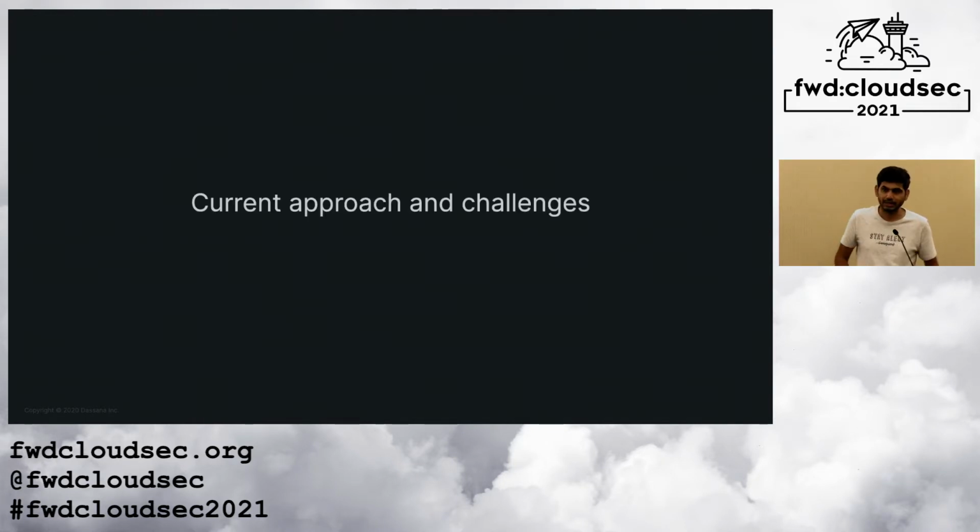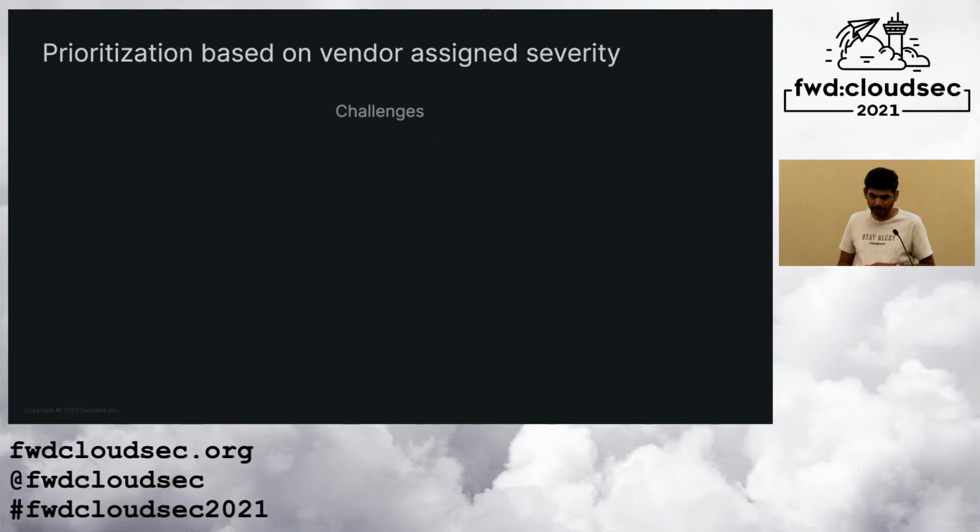So let's first talk about some approaches that I have seen. This is based upon my experience working with a large number of customers. The current approach starts with prioritization based on vendor assigned severity. And that's how I think most people start. Oh, vendor says that this is critical, so let's just look at this alert first, and then let's look at high and then medium. What happens? You start with that, and then you run into this problem that, oh, there are still too many alerts.